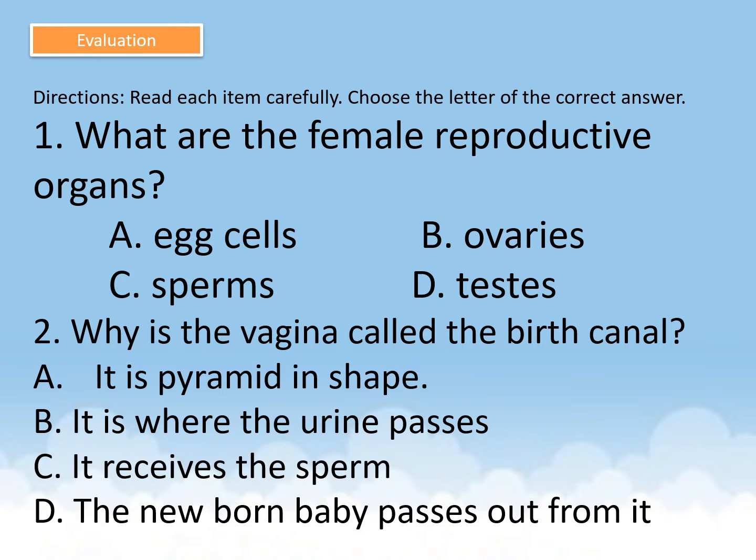So direction, read each item carefully. Choose the letter of the correct answer. Number 1, what are the female reproductive organs? Letter A, egg cell. Letter B, ovaries. Letter C, sperms. Letter D, testes. Number 2, why is the vagina called the birth canal? A, it is pyramid in shape. B, it is where the urine passes. C, it receives the sperms. D, the newborn baby passes out from it.